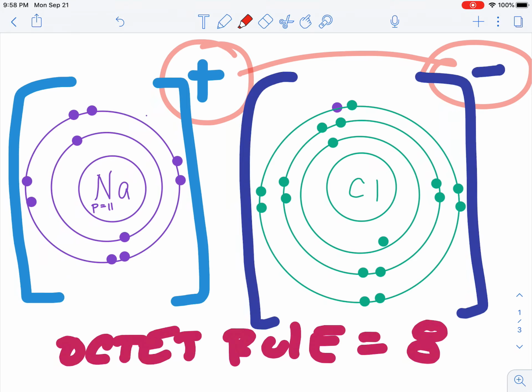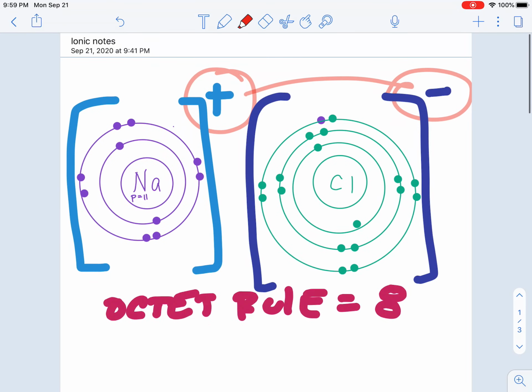So let's review. I had 2 elements. They were neutral. They do not like to be neutral because their only thing they like to do is gain or lose electrons to become stable. Once they do that and they become stable, well, now they have a charge. Okay, so they have a charge, and now we're able to form an ionic compound.